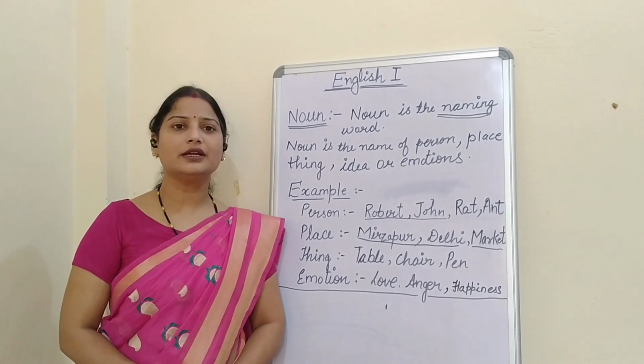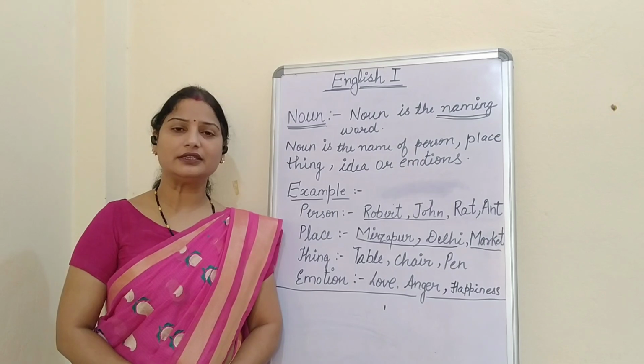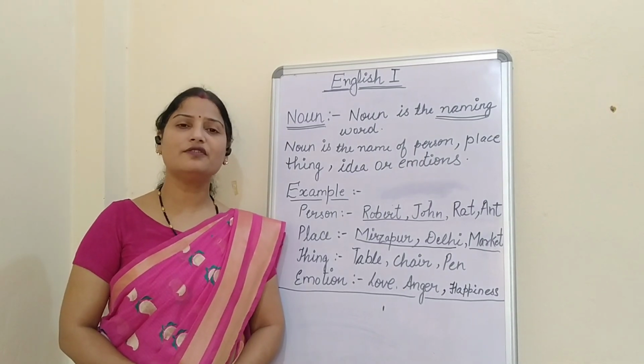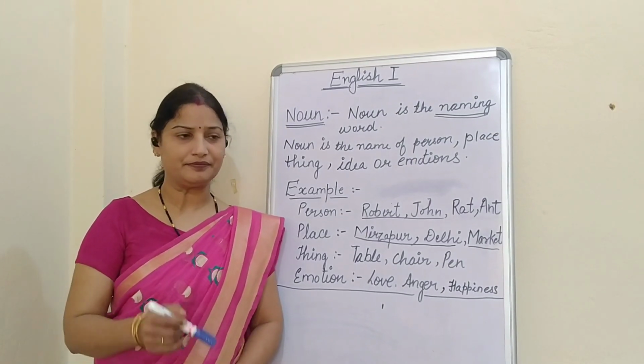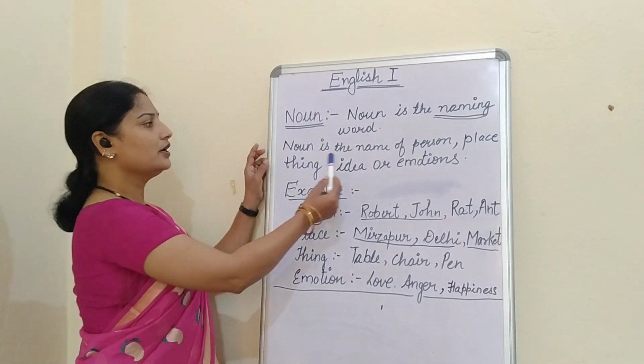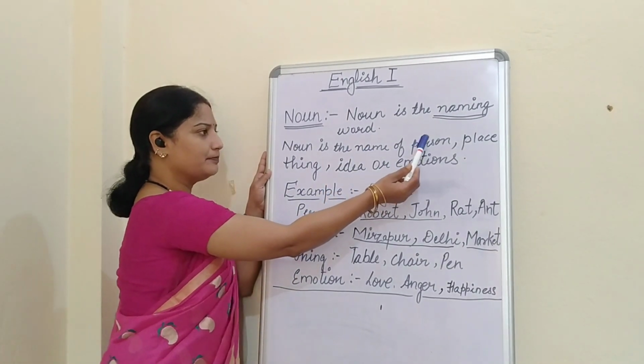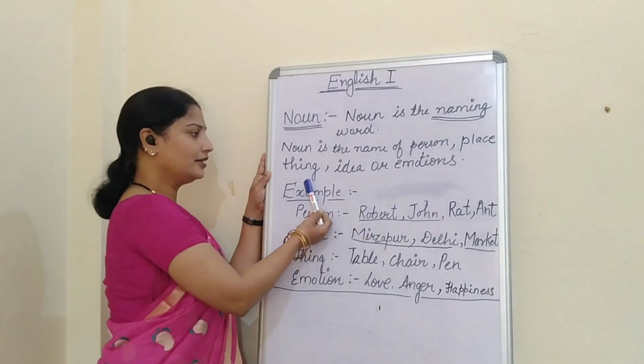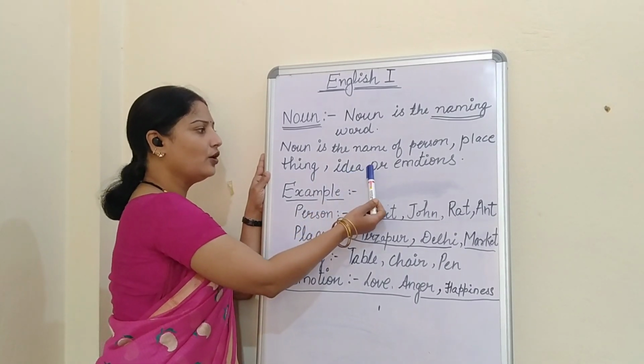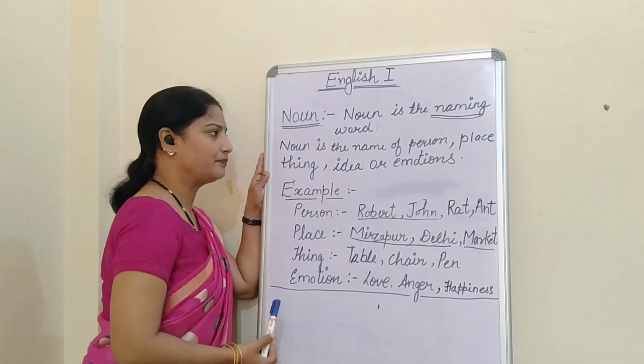In your book, your first chapter is the noun. So, we will deal with the noun first. Noun is the name of person, place, thing, idea or emotions.